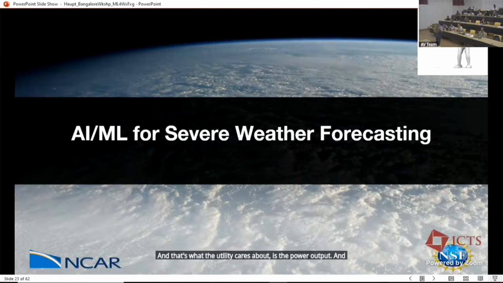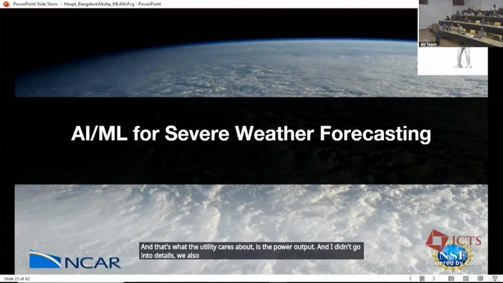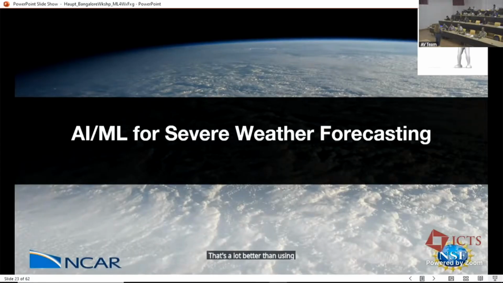And I didn't go into details. We also do a machine learning power curve based on data from that particular wind farm that's a lot better than using a manufacturer's power curve, because this one's site specific. It's how it's installed, how it's deployed. Thank you. Any other question till now?